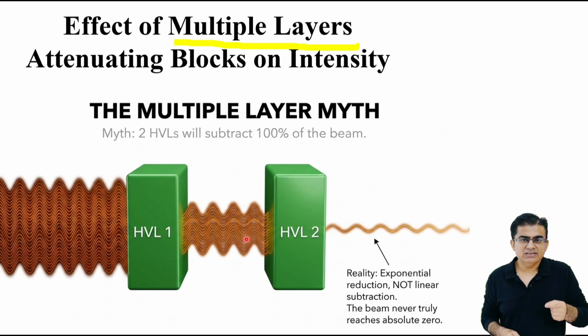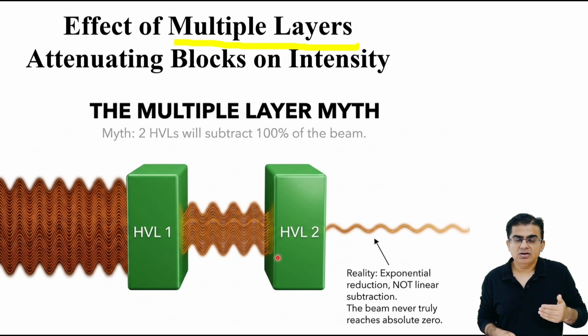Now this transmitted beam travels forward to hit the second green block. This is exactly where many residents make a huge mistake in their dose calculation. They wrongly assume that the second block will simply remove the remaining 50%. They falsely believe that two half value layers will subtract exactly 100% of the primary beam.